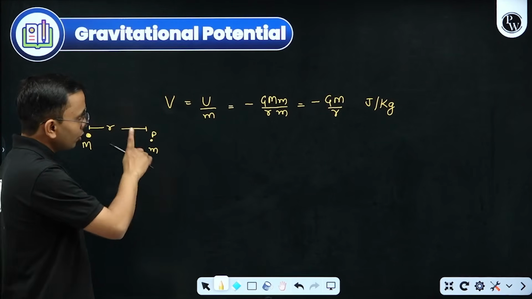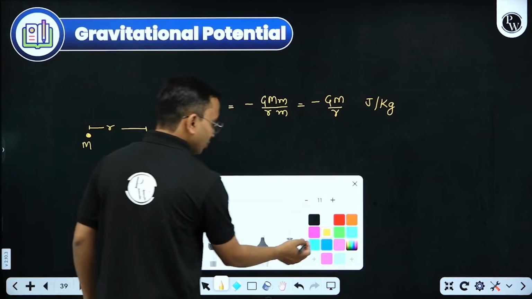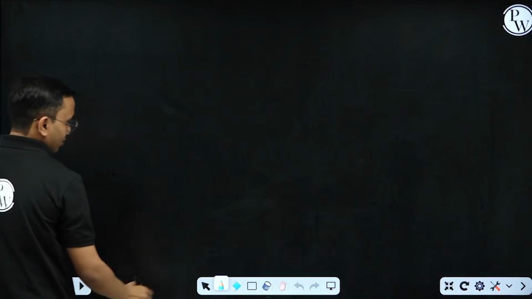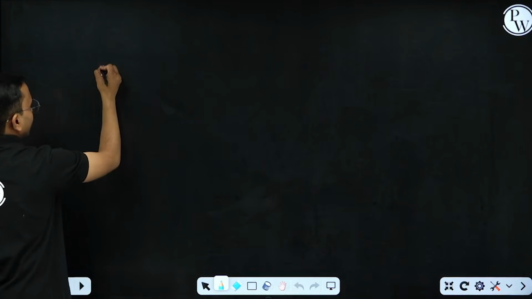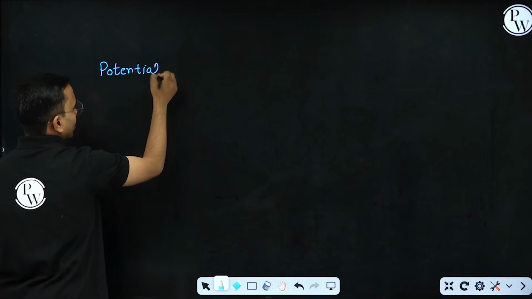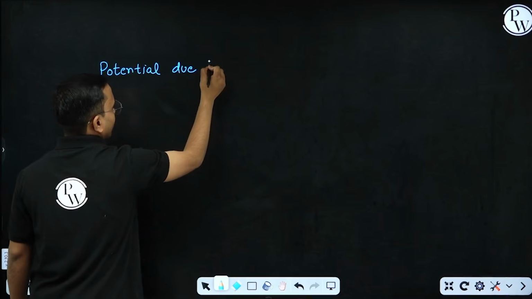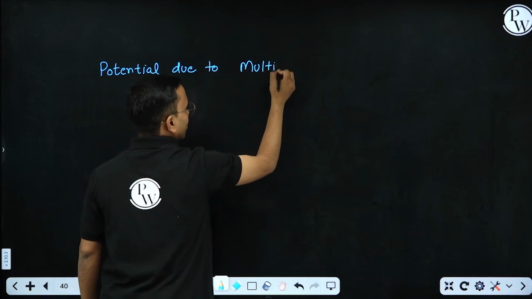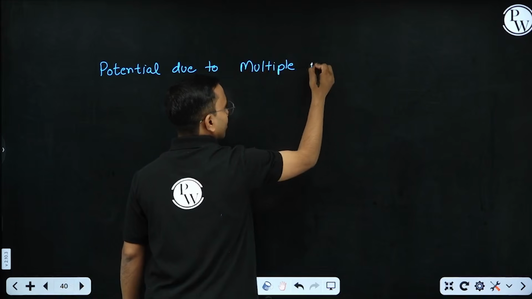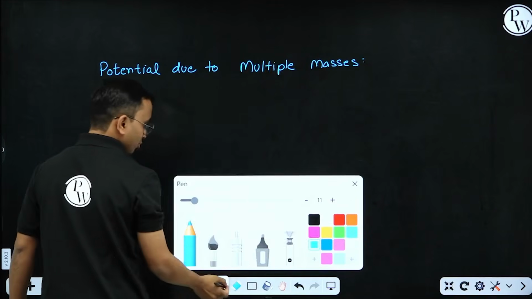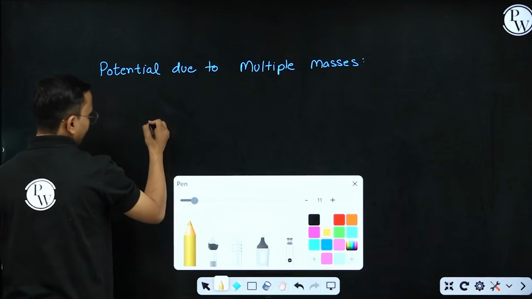So this is due to one mass. What if there are multiple masses? Let us write that. Potential due to multiple masses, point masses.